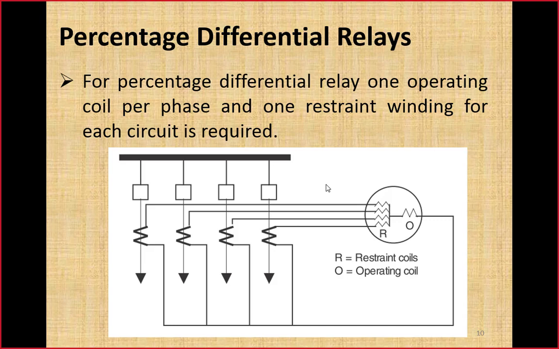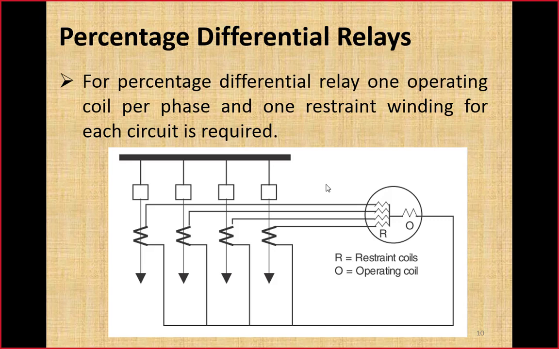This is a three-phase system, so we need 3 operating coils, and here we have 4 circuits, so we need 4 restraining coils for each phase. So 4 for phase A, 4 for phase B, 4 for phase C. It means this is a single phase circuit. A similar circuit will be for phase B and for phase C.